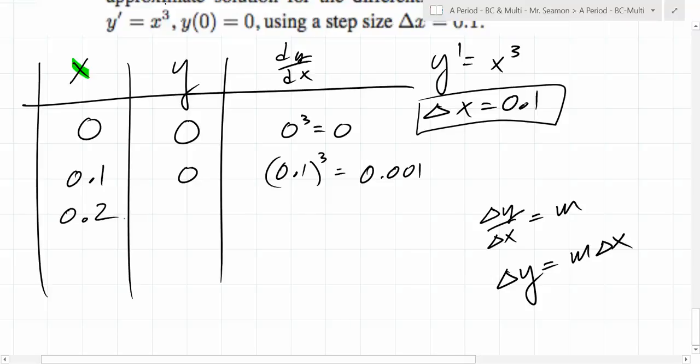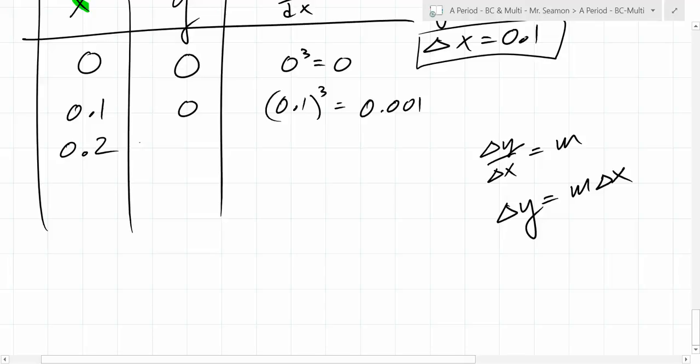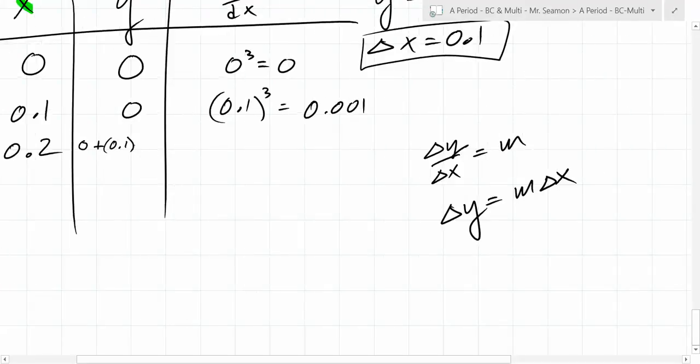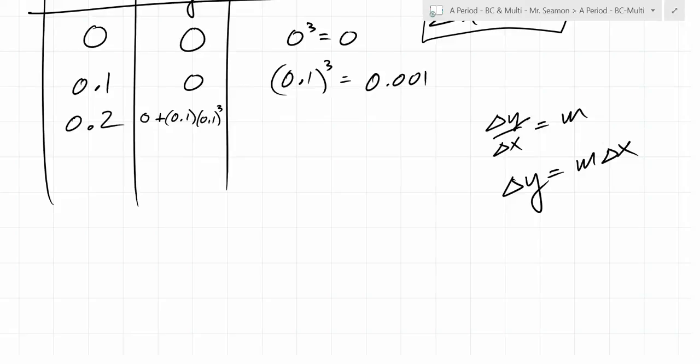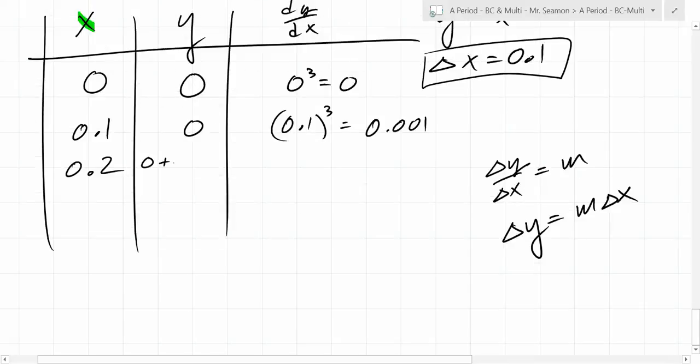So how do you get your new y value? 0.1 times the slope added to the previous y. Exactly. So what was our previous y value? 0. And what are we adding to that? 0.1 times 0.1 cubed. Correct? It's where we were, plus delta y. So I'll do this again right here. It's going to be our previous y value, which is 0, plus the delta y, right? But what is that delta y equal to?